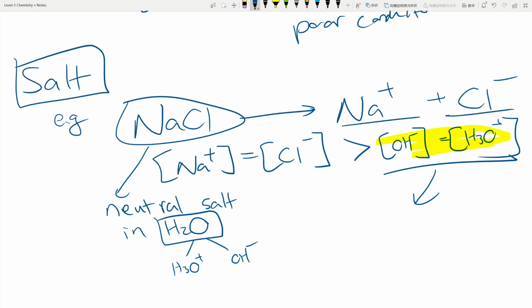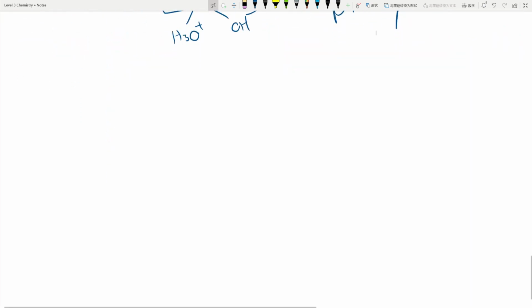Okay, so is this a good conductor? Yes, great conductor. And what about the pH? pH equals 7 because it's neutral. Okay, so this is just a neutral salt, just to put it in there, just to make sure you got that. Now let's put something that's a little bit harder.